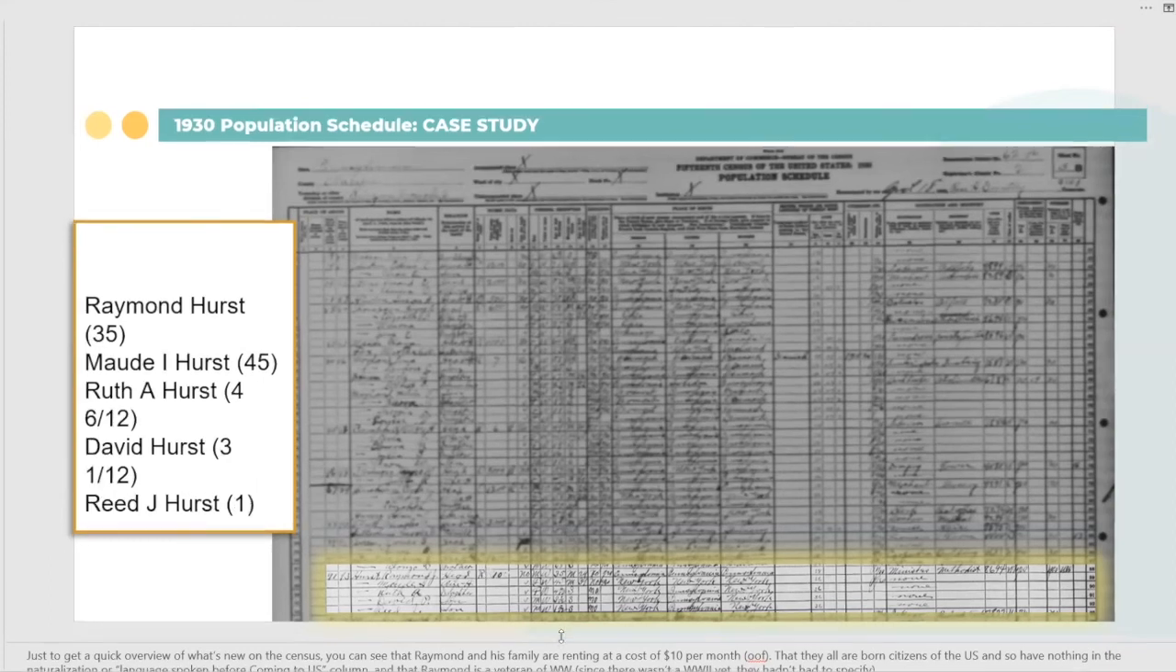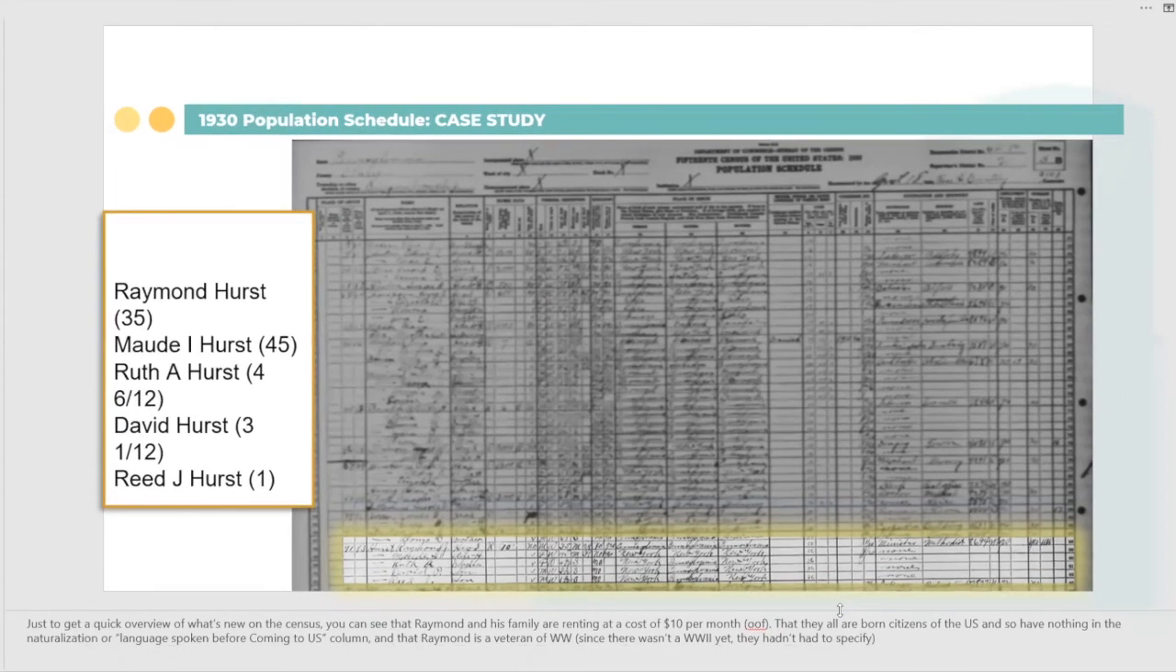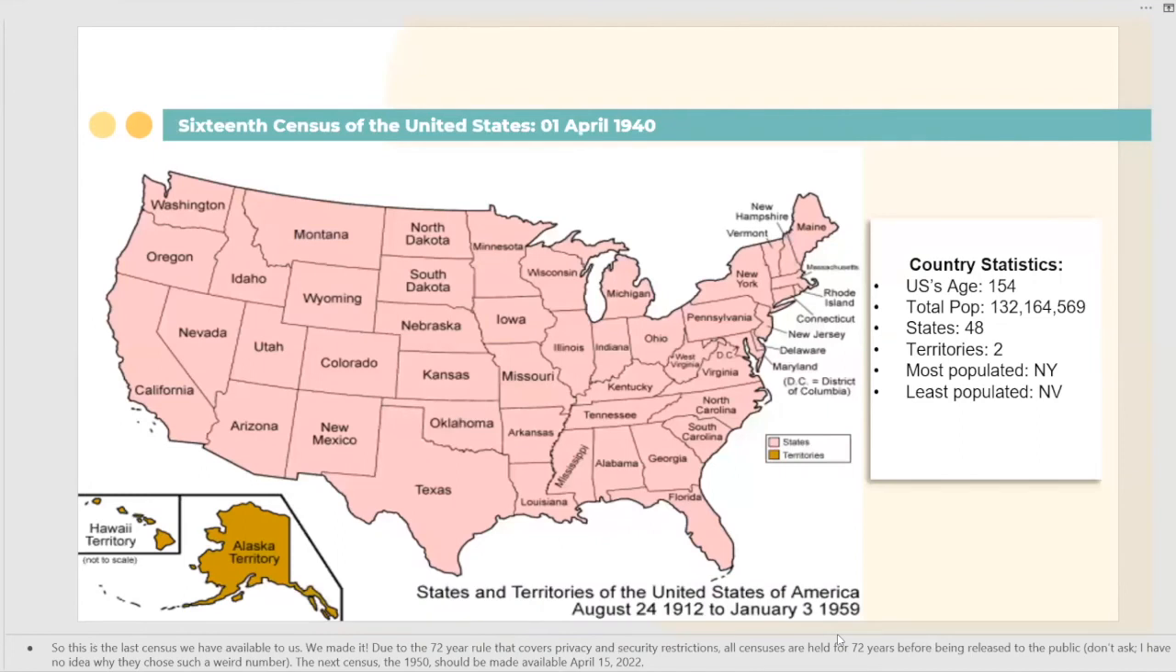They are all born citizens of the United States and so have nothing in the naturalization or language spoken before coming to the US columns here. Raymond is a veteran of the World War. It's just going to say World War because obviously we haven't had World War II yet. I think that's all that's going to be covered here.